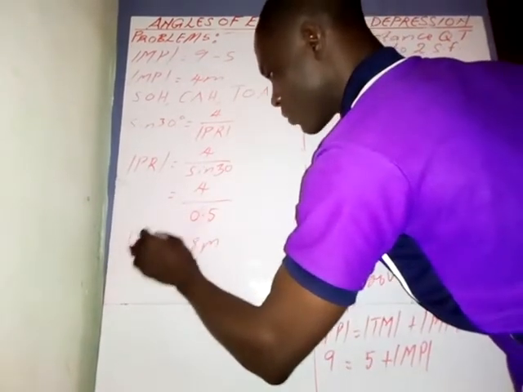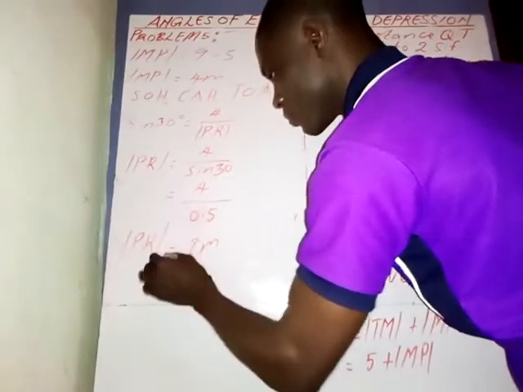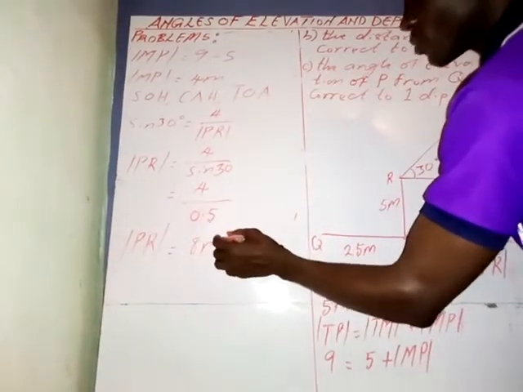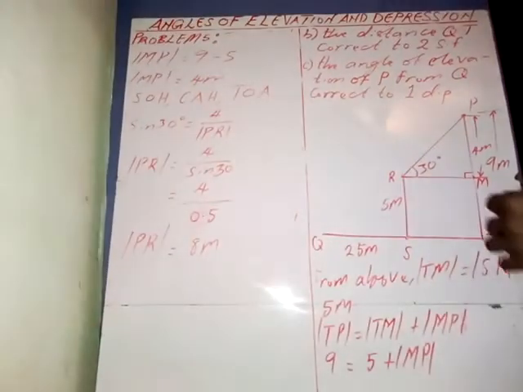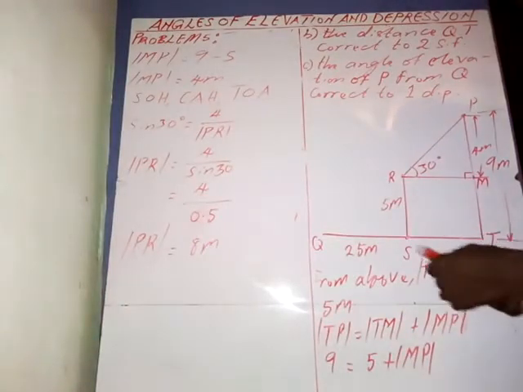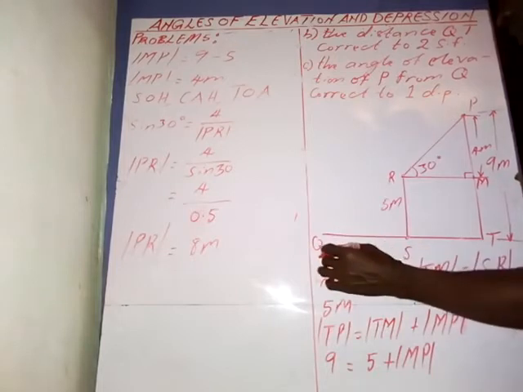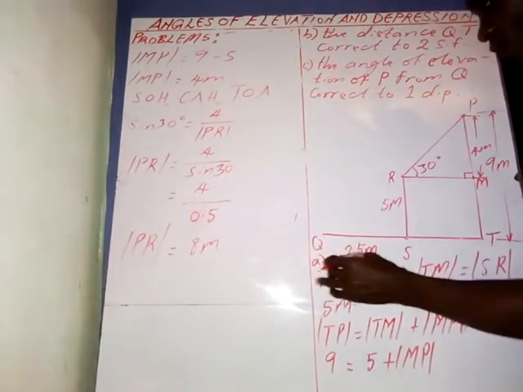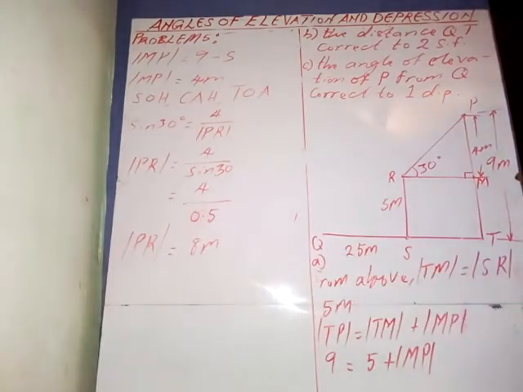So PR is 8 meters. So we are done with that part. That is question A. We have answered question A in this case. So starting from here, we have answered question A. Now I believe this is clear to you.